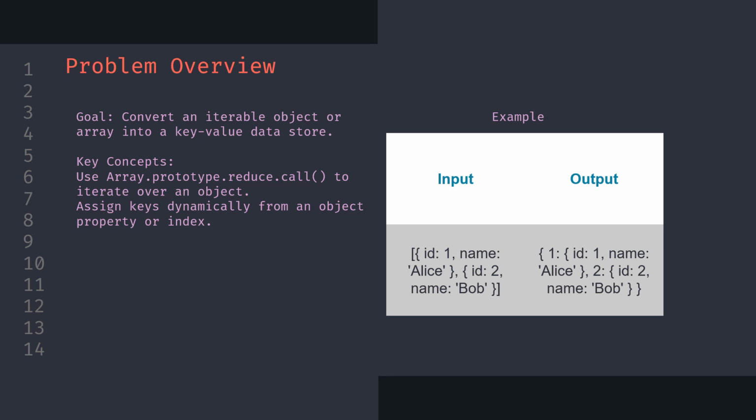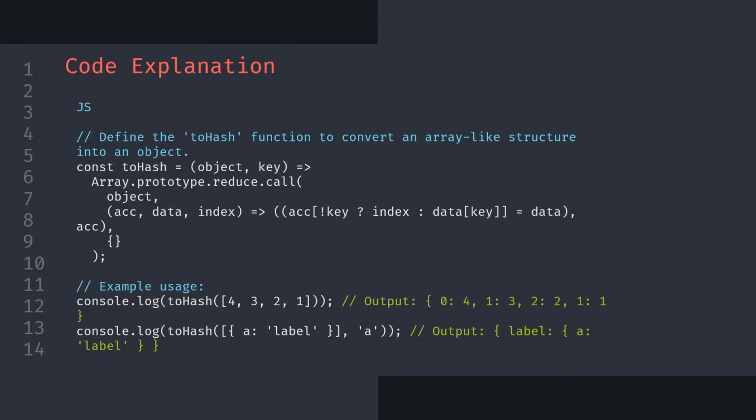This technique helps us convert structured data into a format that allows for quick lookups by a key, like an ID or a name. This function loops over the input array, assigning keys based on an optional property. If no key is provided, it uses the index.